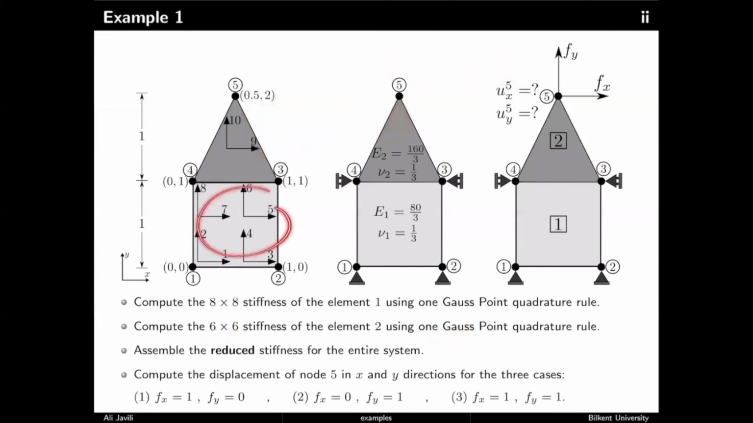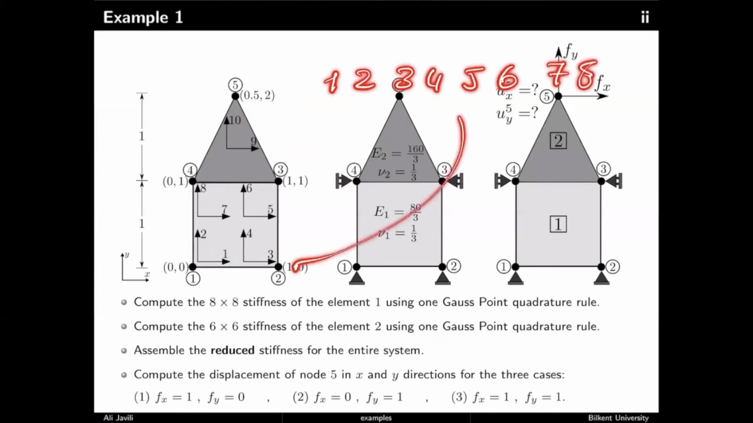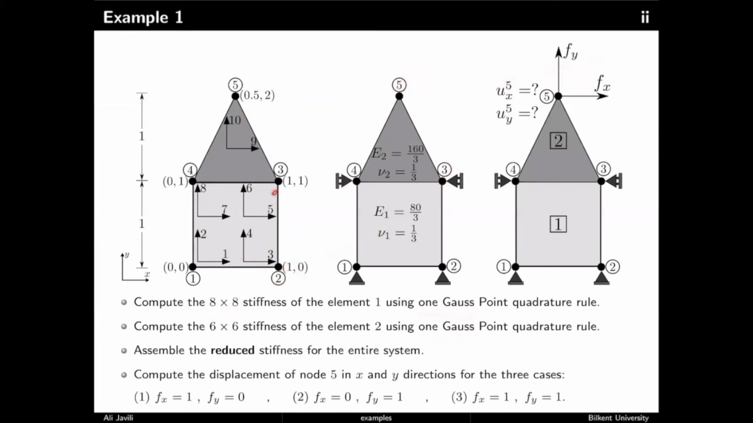Then for the quadrilateral, this would be 1, 2, 3, 4, 5, 6, 7, 8. So it's now 8 of them. And then this would come to your 8 by 8 stiffness, which you also calculate using 1 Gauss point. So this is the first part of the task. You calculate the stiffness for this, you calculate the stiffness for this.